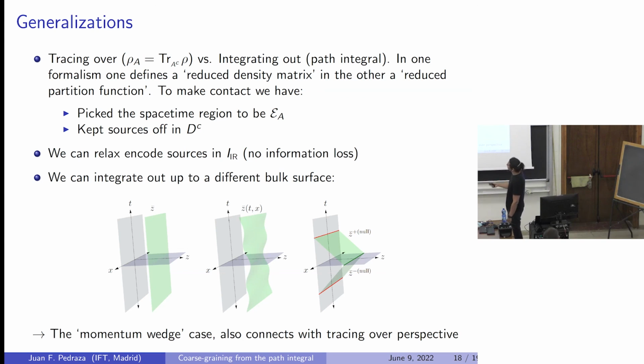This is an example that we explored, the constant wall. You can have it curved as you wish. And this is another example that we mentioned. This also makes contact with this tracing over perspective.